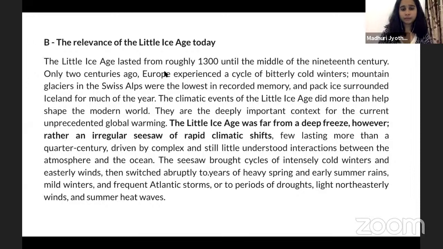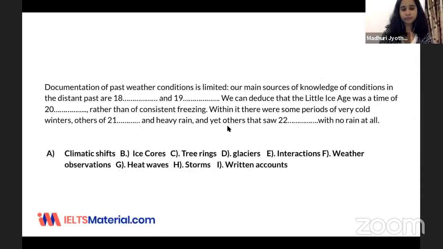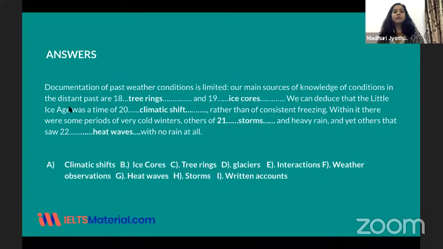Okay. A lot of you have answered, so I'm just going to show you the answers right now. The first one was, as we discussed, tree rings, ice cores, then climatic shifts. A lot of you have answered, so good job. Some of you have also said storms. Some of you got it a little wrong. Some of you have said F, weather. But it's heat waves for the last one.